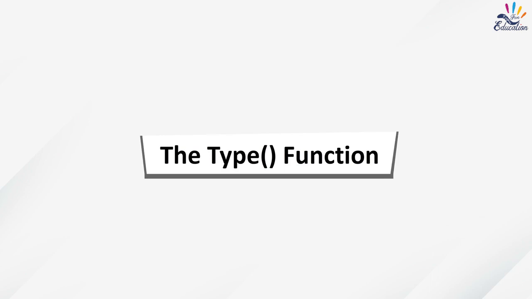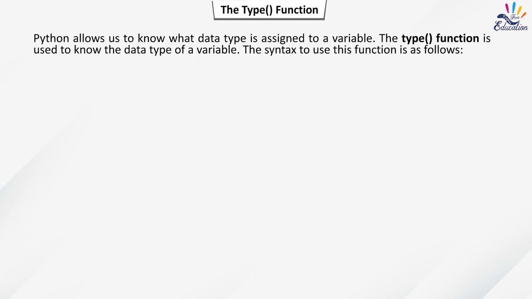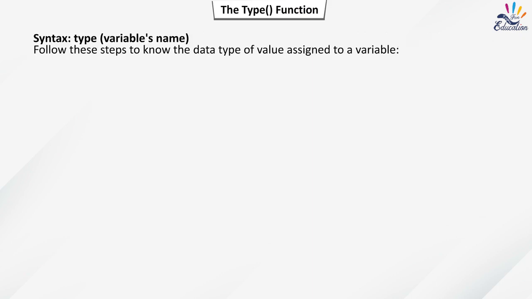The type function. Python allows us to know what data type is assigned to a variable. The type function is used to know the data type of a variable. The syntax to use this function is as follows. Syntax: type(variable's name).